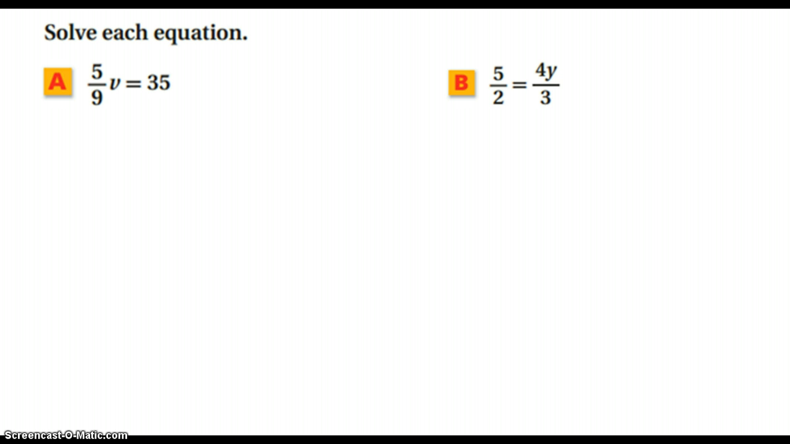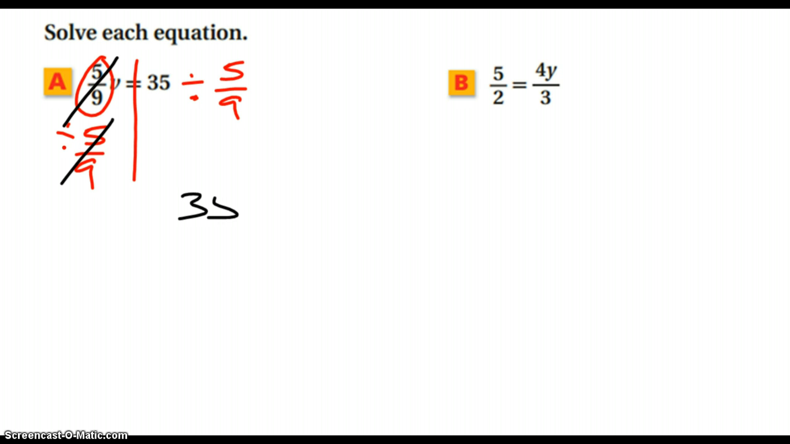So usually what students will figure out is, yes, since I'm multiplying by 5/9, what I have to do is divide by 5/9 on both sides, which is good. That's technically what you want to do. 5/9 divided by 5/9 will cancel, but remember when you divide by fractions, you're actually going to end up multiplying by the reciprocal. We're going to take the inverse of that second fraction and change it into multiplication. So really this is 35 over 1 times 9/5.